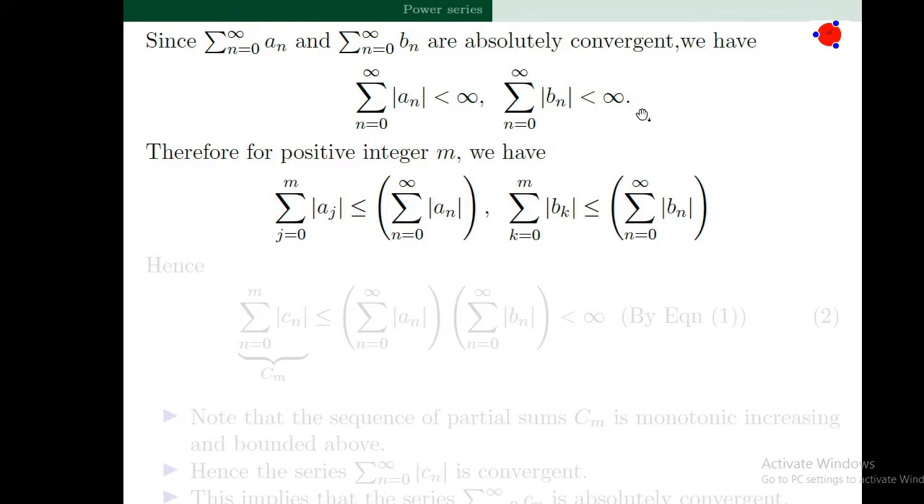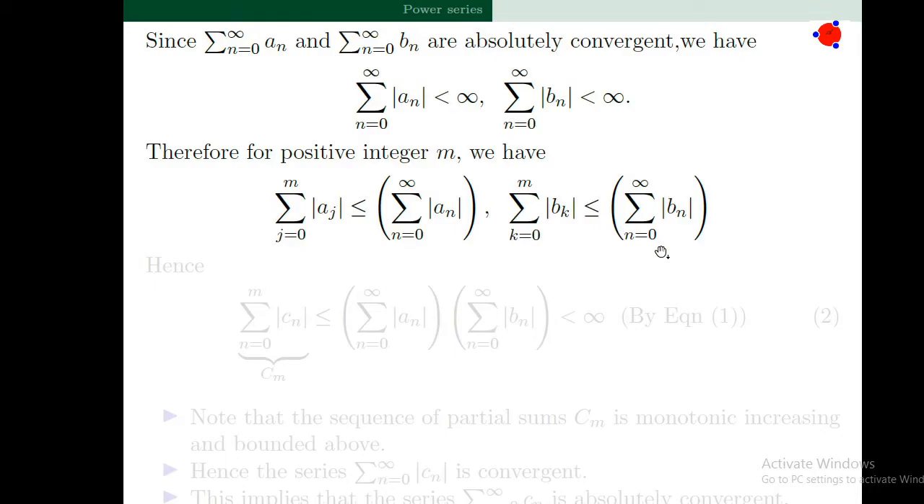Similarly, the second series, that is the summation n equal to 0 to infinity of mod bn, is convergent. Therefore, the sequence of partial sums of this series is a monotonic increasing sequence, and that sequence is bounded above by the sum of the series, summation n equal to 0 to infinity of mod bn. That is, the sequence of partial sums is bounded above by this number.